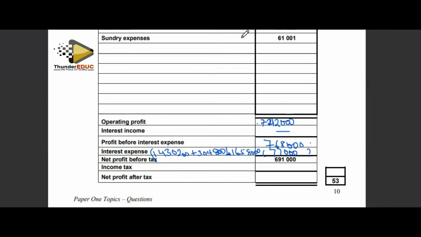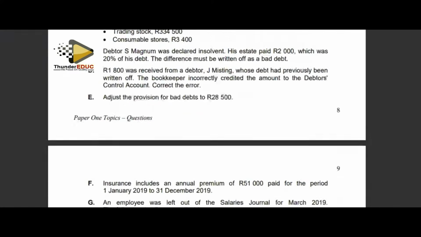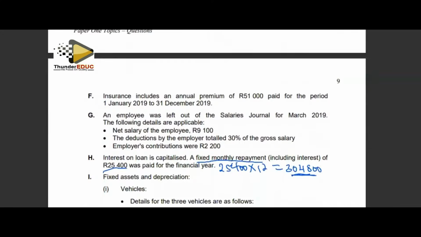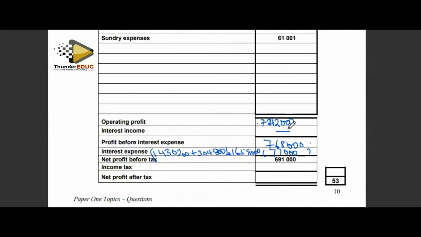The balancing figure they talked about here, let me remind you, is the interest income. Interest income is somewhere here. Interest income is the missing figure in the income statement. So the missing figure they are talking about is this one, the interest income. It was not given to us. So they wanted us to first work out these ones down, given the 691,000, so that we can determine the interest income.